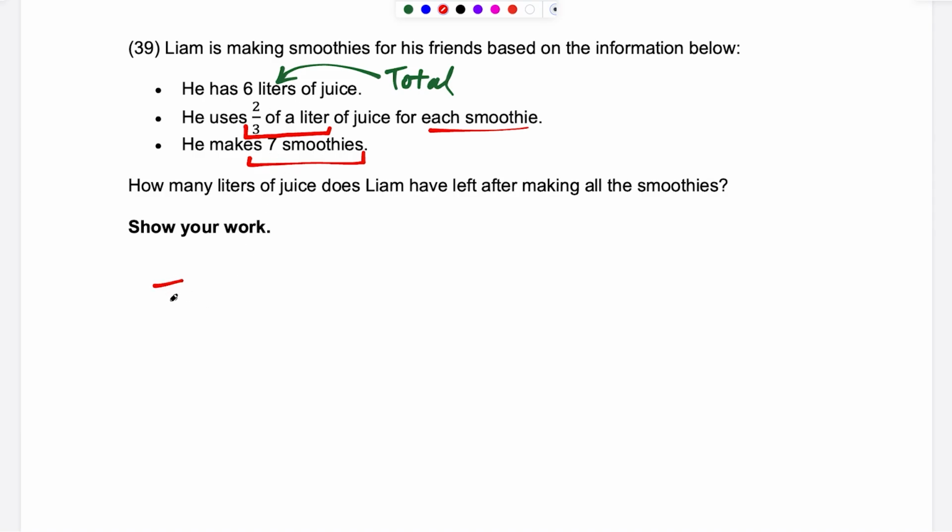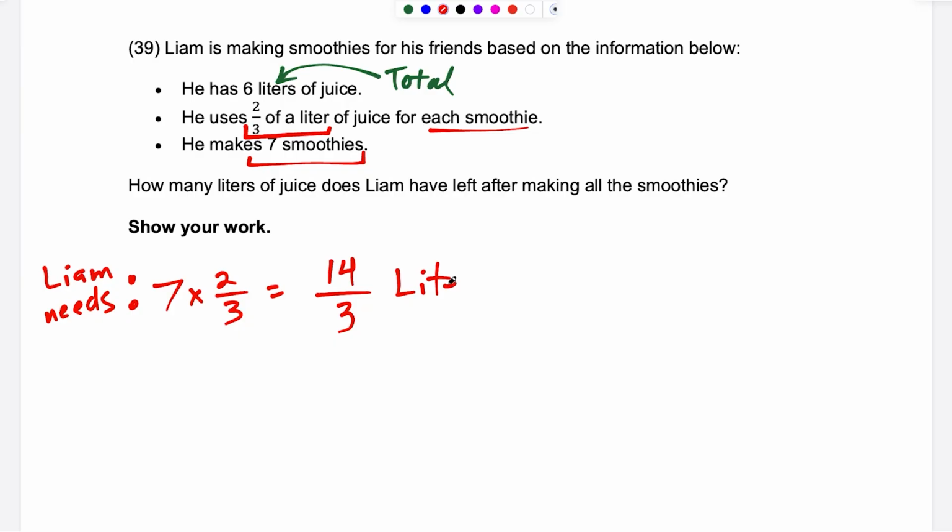So we could do 7 times 2/3, and this will tell us how many liters Liam needs to make the smoothies for his friends. So we multiply these two together, and we work this out. We're going to multiply the whole number by the numerator 2. So we're doing 7 times 2 is 14, and then we have 14 over 3 like this. And this tells us, once again, Liam needs this many liters of juice to make all the smoothies for his friends.